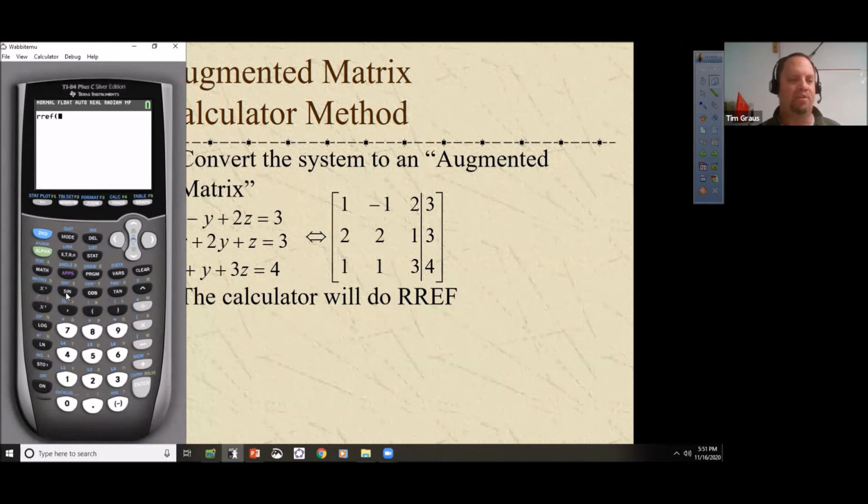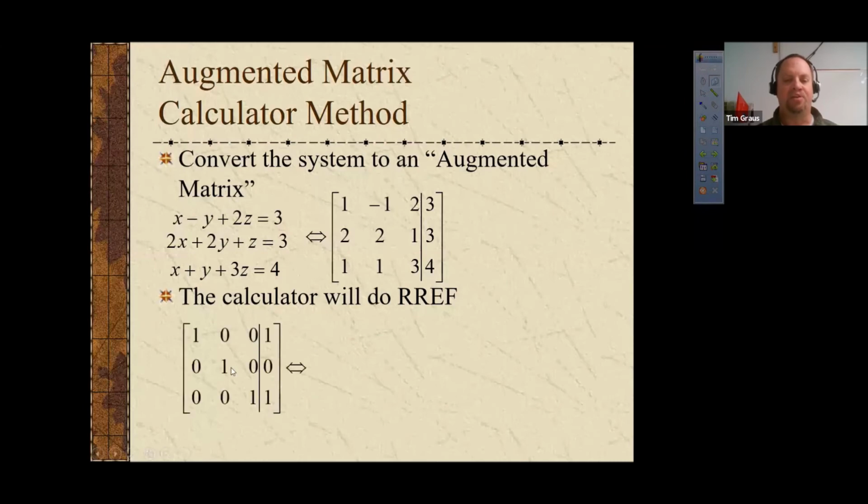What does it want to do RREF to? We got to do this one more time, second matrix. And notice my list of matrices now has A filled in with that 3-by-4 matrix. So hit enter. We want to do RREF to matrix A. And I'll hit enter, and just that quickly, it does all those steps to change that matrix into row reduced echelon form.